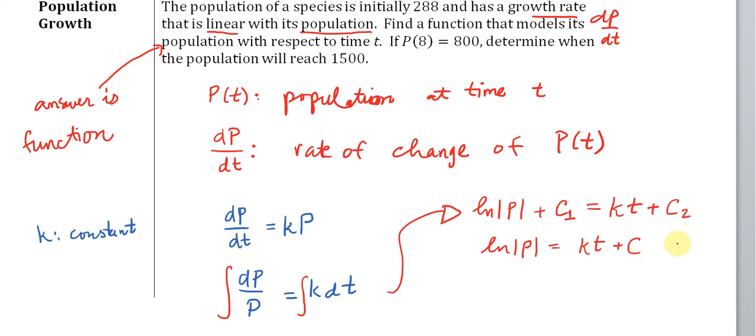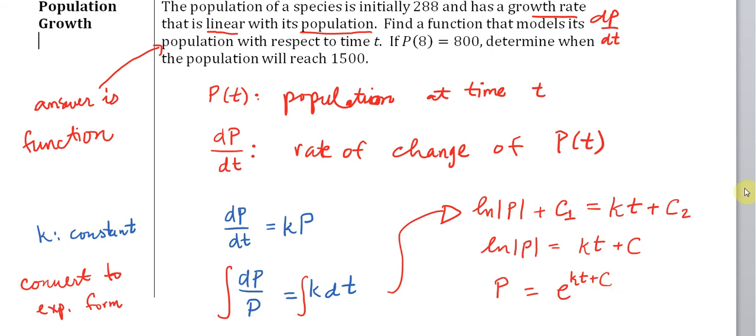And I'm going to solve for P. So keep in mind this is the natural log of something, and I want to get P out of there. So we're going to convert to exponential form. So this natural log, remember, is log base e. So this tells me that P is equal to e to the kt plus c.